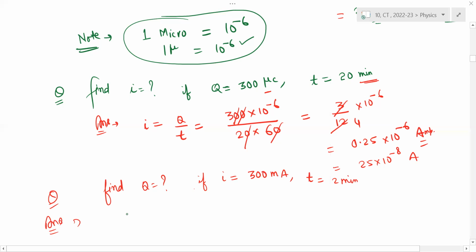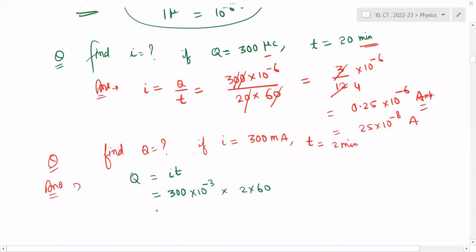Q equals, there is a formula, Q equals I into T. I is how much, beta? 300. Milli means 10 raised to minus 3. T is 2 minutes, convert into second, 60. So minus 3 and here plus 3, all the zeros will be out. 3 2s are 6, 6 6s are 36. 36 coulomb. Your answer should be 36 coulomb.